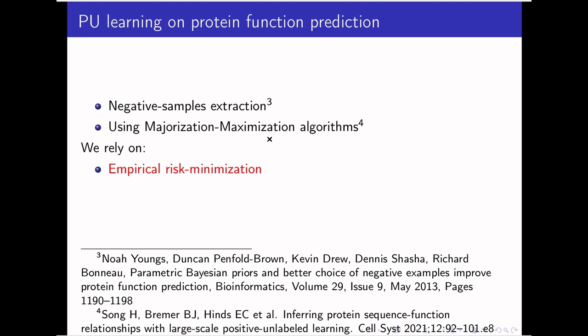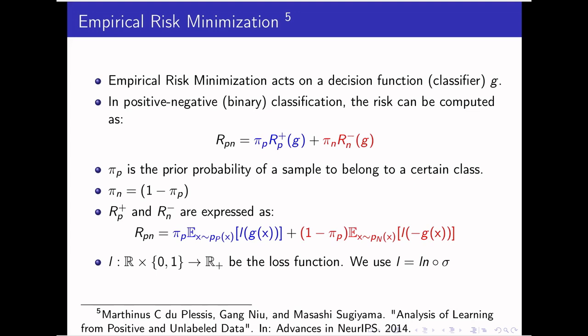However, there is a third technique called empirical risk minimization, which is the one that we use and I will introduce now. Empirical risk minimization uses a decision function, or what we would call a classifier, and we are going to denote this classifier as g. In the usual binary classification task, the risk that we want to minimize can be expressed in this form, as in this first equation. We have the positive risk, which is the risk of classifying positive samples as positives, and the negative risk, which is the risk of classifying true negatives as negatives.